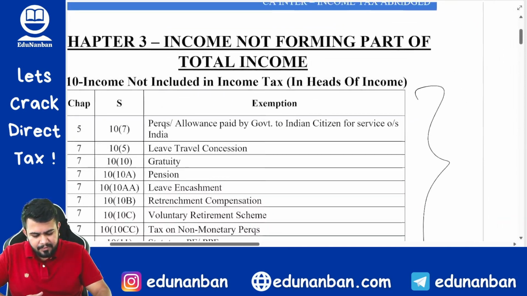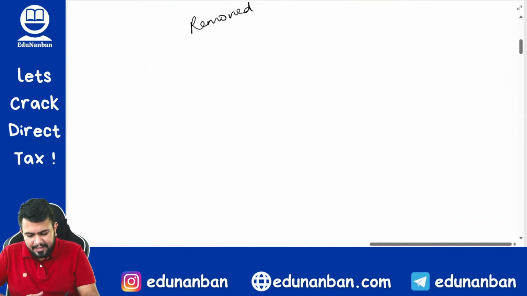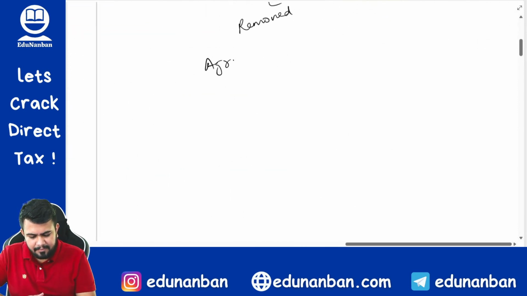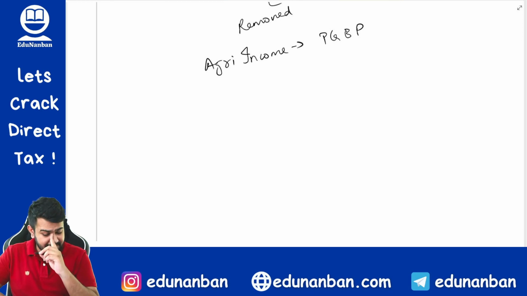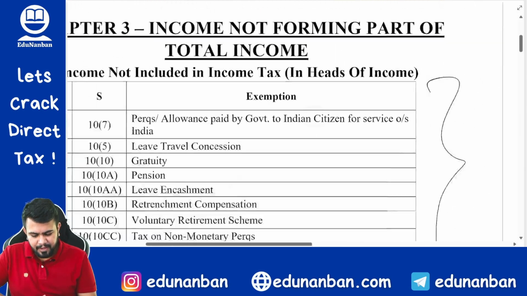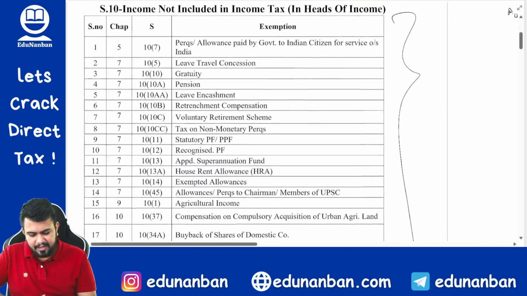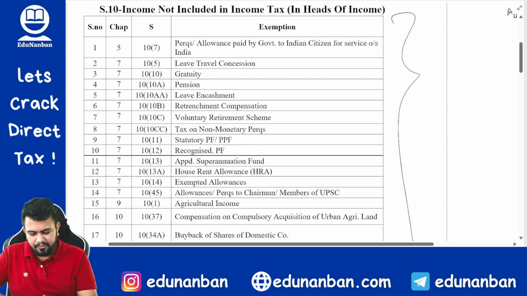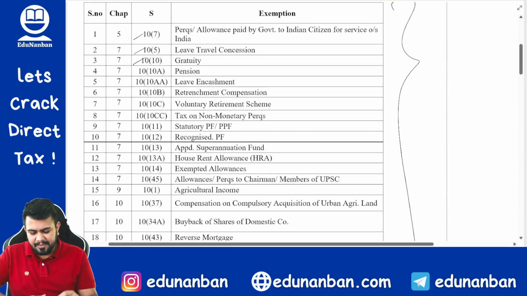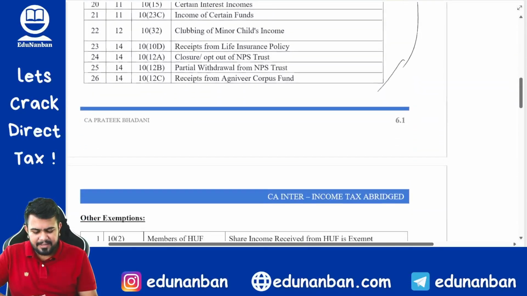So first and foremost, the exemption related to agricultural income is already covered in the PGBP chapter. Correct? We have already discussed it. Then exemption related to special economic zone, or we can call it deduction related to special economic zone, we have also discussed in the PGBP chapter. Then various other exemptions are also there, for example 10(7), 10(5), 10(10), etc. We have discussed them in the residential status chapter, salary chapter, and various other chapters. We have already discussed these exemptions.